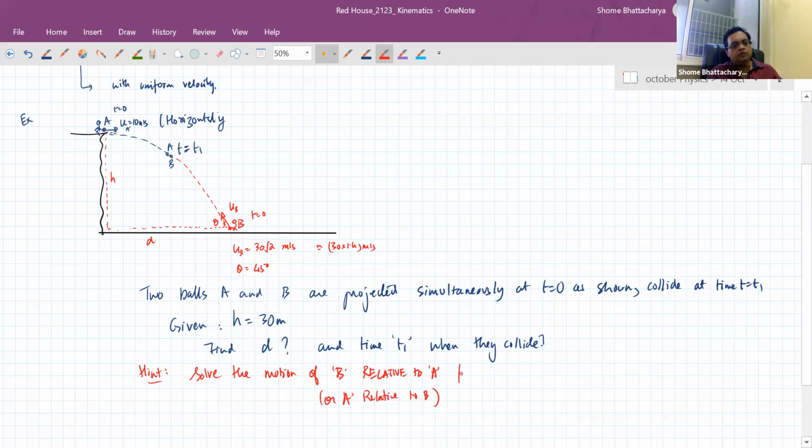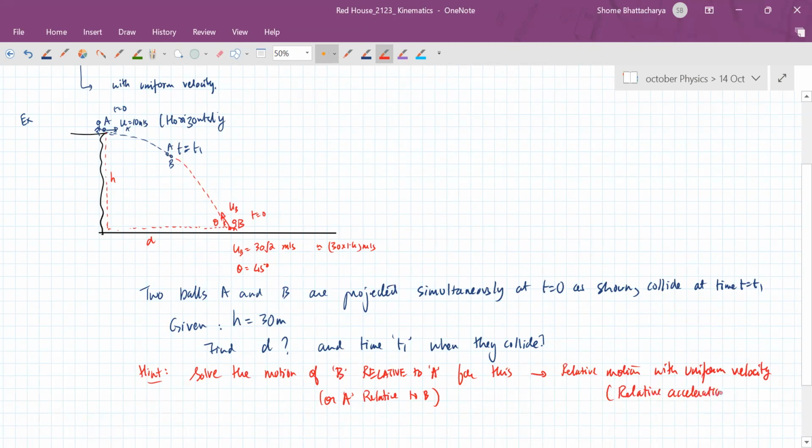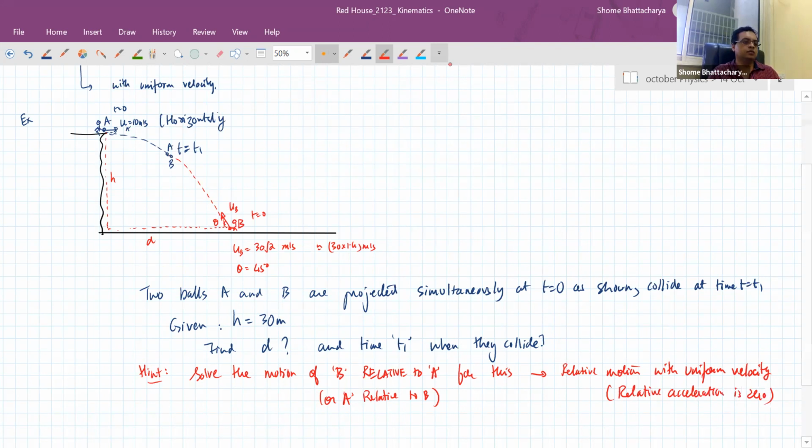For this question, it will be relative motion with uniform velocity, because the relative acceleration is 0. So because this happens, this is relatively easier to solve by using relative motion. Very good. I have received the correct answer from Manav.